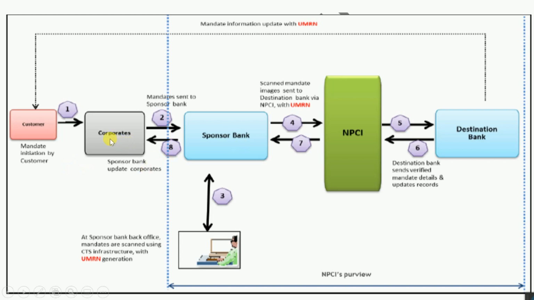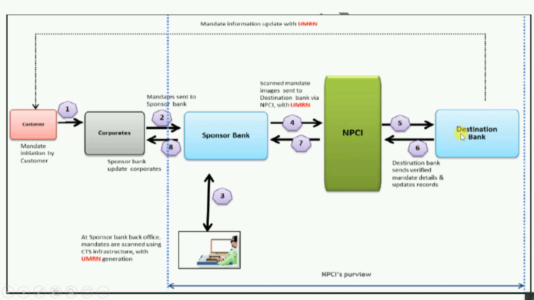So on the date of deduction, what corporate will do is that they will initiate a deduct transaction to their sponsor bank. Sponsor bank will send that deduct instruction file using that file gateway to NPCI. NPCI will instruct the destination bank that today is a settlement day, which means you have to deduct that money from your customer's bank account.